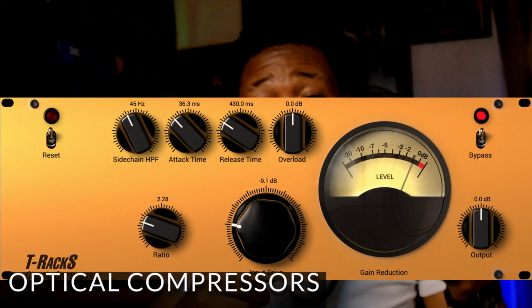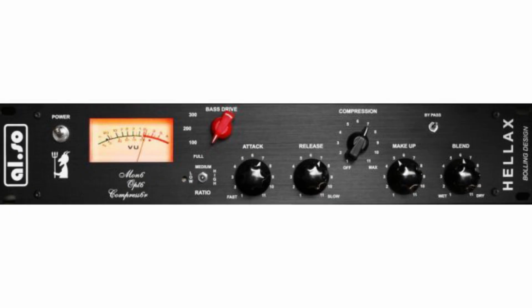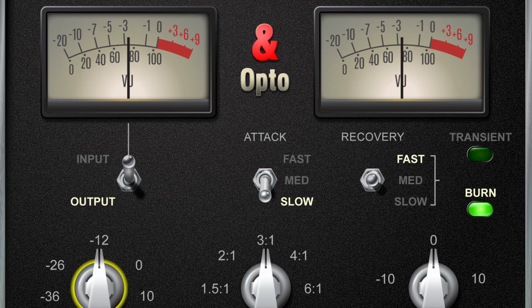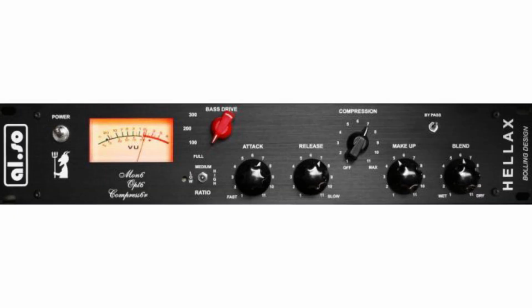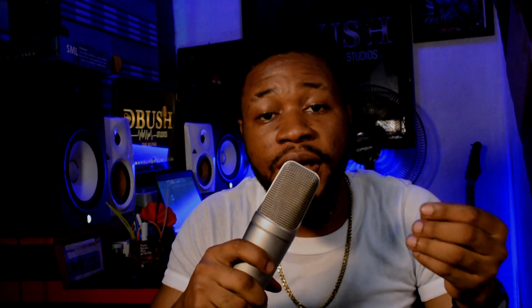The third on the list is the optical compressor, which is known as the opto compressor. The opto compressor uses a light dependent resistor and also a light source to determine how compression as well as gain reduction is applied to a signal. The input signal literally turns up a light inside the device which will shine brighter or dimmer depending on the input level. The light sensitive resistor then causes the compressor to apply gain reduction. The light goes dim in response to the fading input signal.